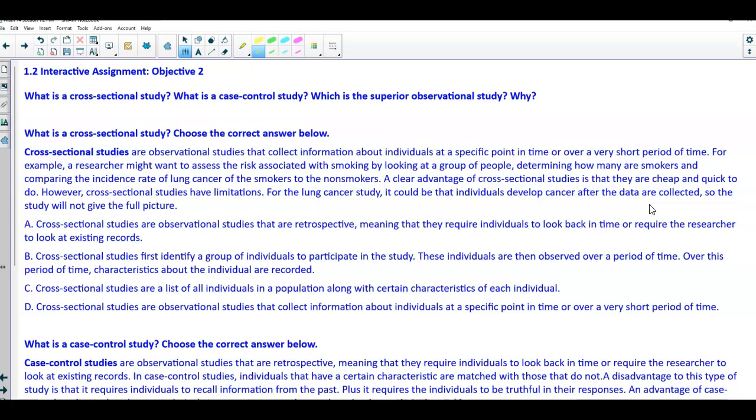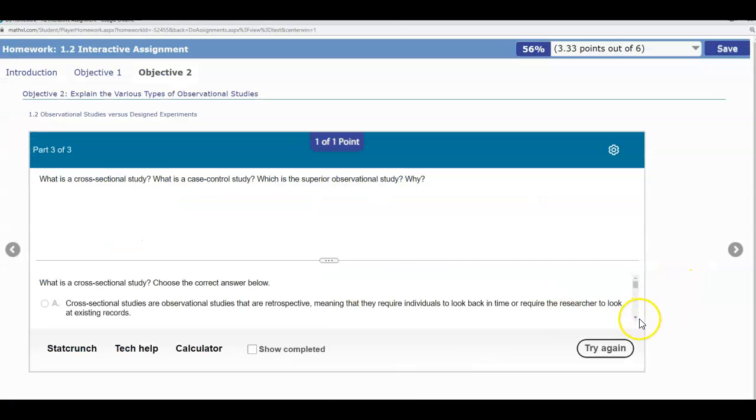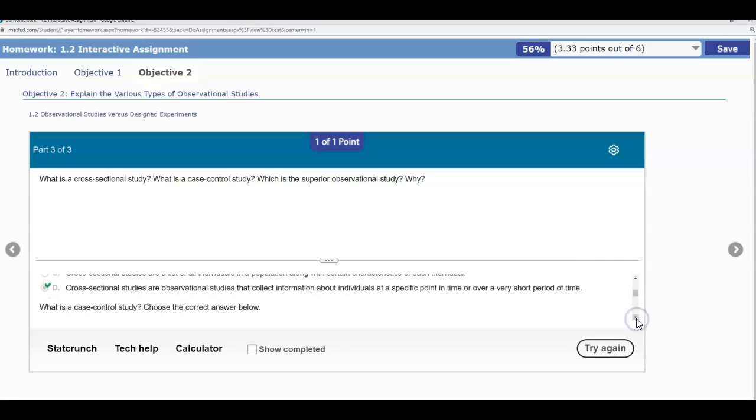For the lung cancer study, it could be that individuals develop cancer after the data are collected, so the study will not give the full picture. So the answer is D. The cross-sectional studies are observational studies that collect information about individuals at a specific point in time or over a short period of time. So going back to that question, we can see that the answer is D.